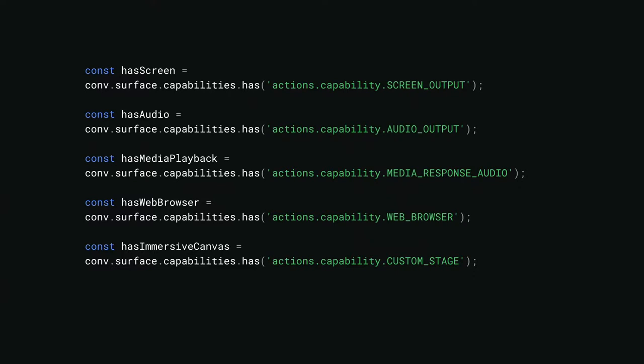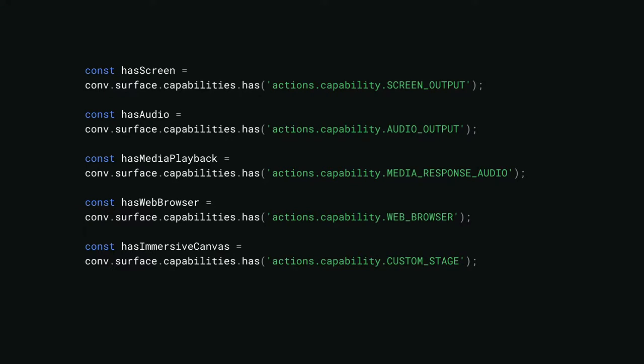The first two are pretty straightforward. Does your device support screen output? And does your device support audio output? Web browser is pretty straightforward too. Can your device show a web browser? For example, Chromebook and mobile phone. Media response allows you to play long audio files. Lastly, custom stage. This is a new one related to Interactive Canvas. If your device can support Interactive Canvas, right now, Interactive Canvas is supported on smart displays and Android phones.